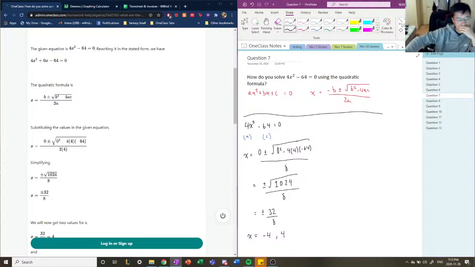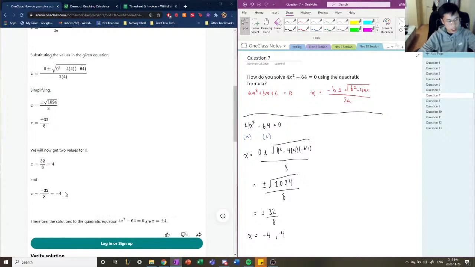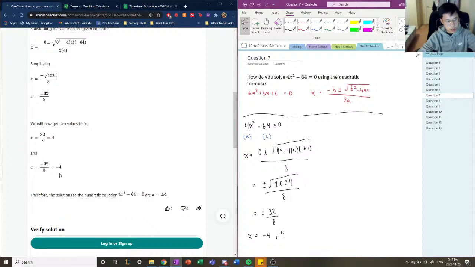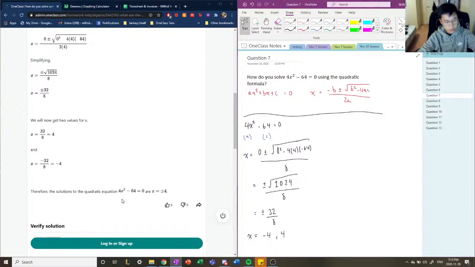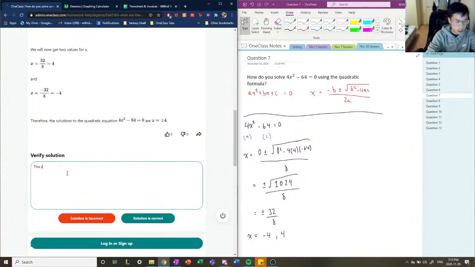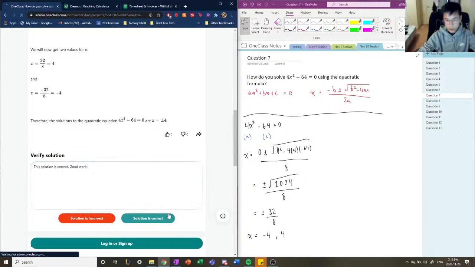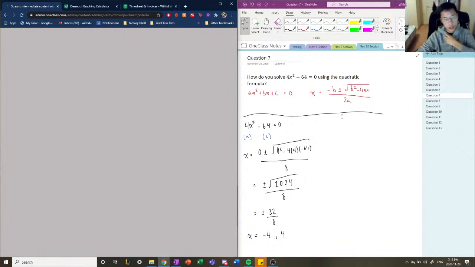Okay. So the junior tutor used the quadratic formula correctly here, and they found our answers. So x equals 4, x equals negative 4 make this equation true. If you want to check, you can check it here, but otherwise the solution is correct. So cool. All right, moving along to question number 8.